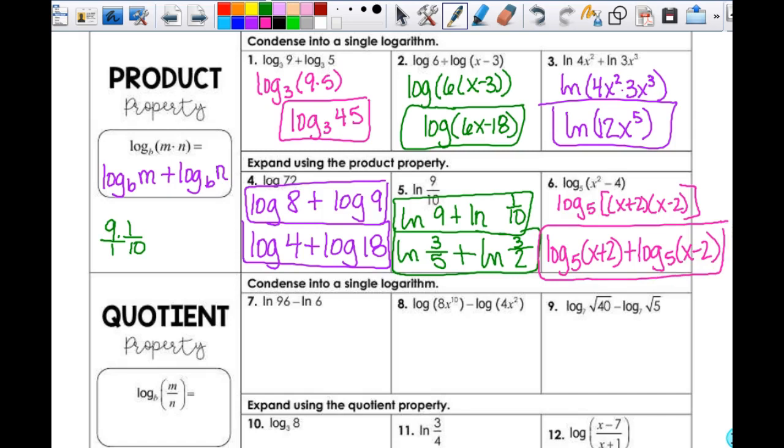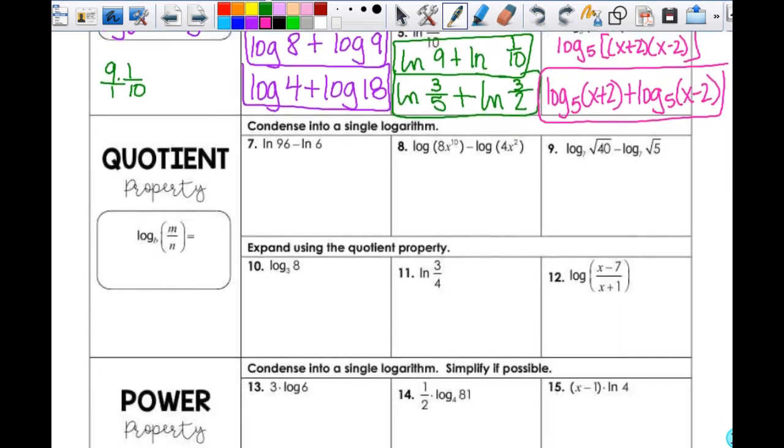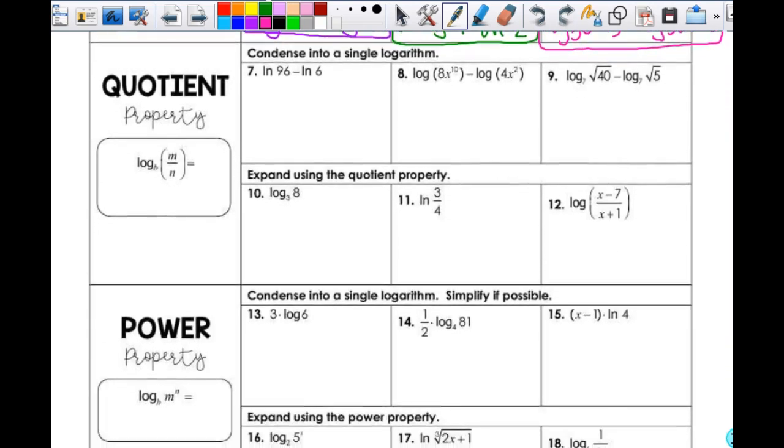Okay. Everybody okay with all that? All right. So that's my product property. Let's look at the quotient property. Quotient is the result of division. So this log base b of m over n becomes log base b of m minus log base b of n. So to condense them, if I have two logs with the same base that are being subtracted, I can change that into division. So this would become the natural log of 96 over 6.